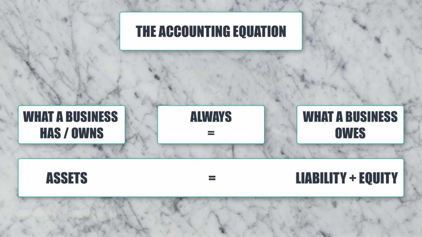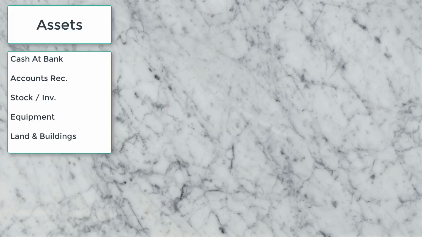So let's look at each of these categories. Assets, for example, might include things like cash at bank, accounts receivable, as in the money other people owe us, usually for the purchase of our goods or services. It also includes our stock on hand or inventory. It includes any equipment our business might own, and also things like land and buildings and property that we might control.